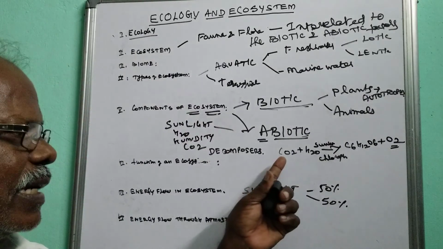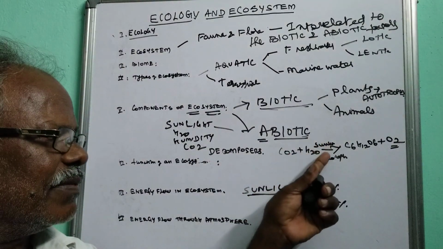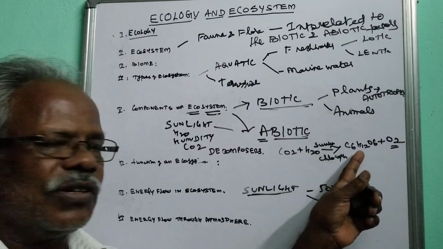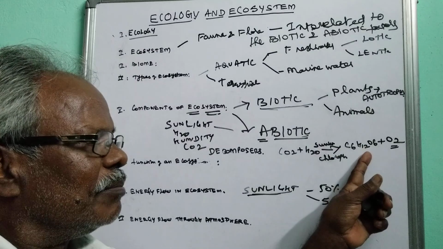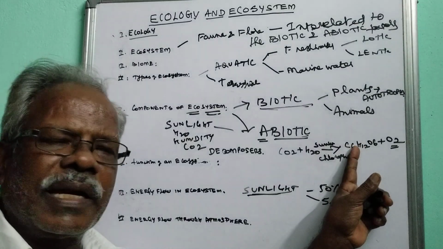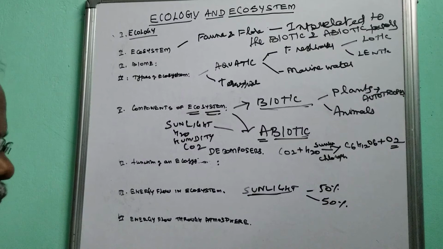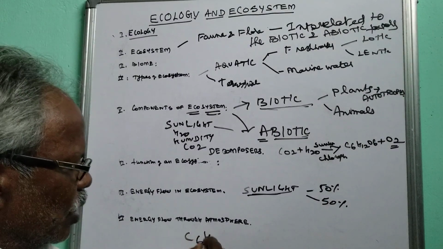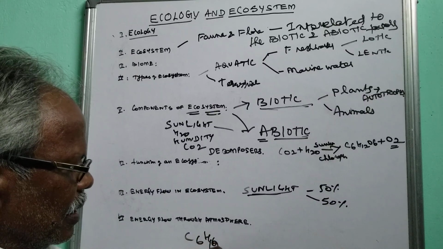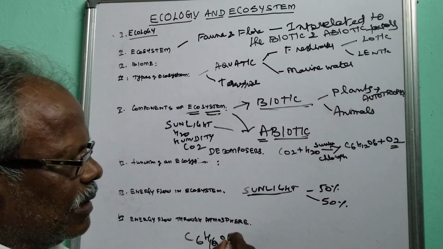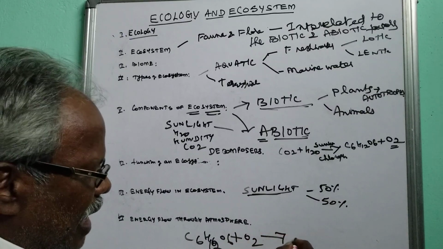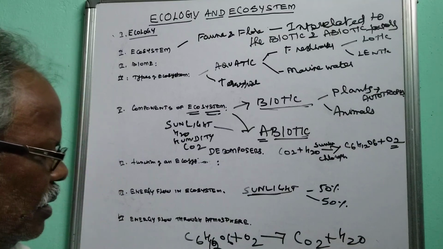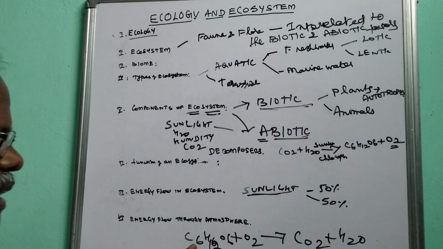So we have seen the equation: carbon dioxide, water, sunlight. With the help of sunlight, the carbon dioxide and water are converted into carbohydrate and oxygen. Similarly, the sugar C6H12O6, with the help of oxygen, becomes carbon dioxide and water, and energy. This is called energy flow.